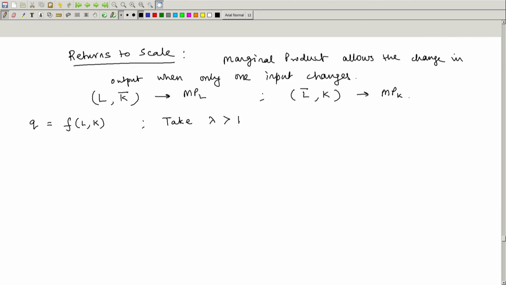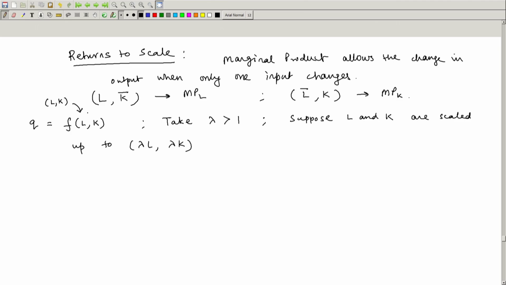Similarly, once I have lambda greater than 1, what I mean is that suppose L and K are scaled up to lambda L and lambda K. Initially I had the input bundle as L comma K. That input bundle, based on the technology, gave me an output which is given by Q is equal to f of L, K.